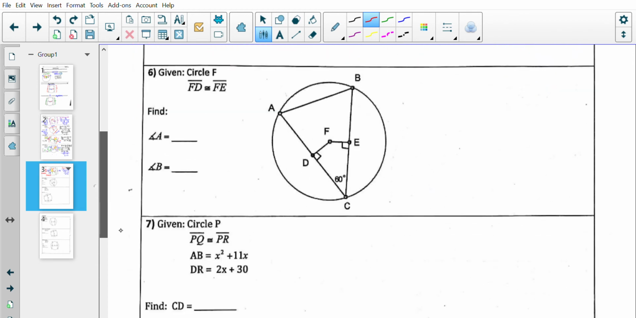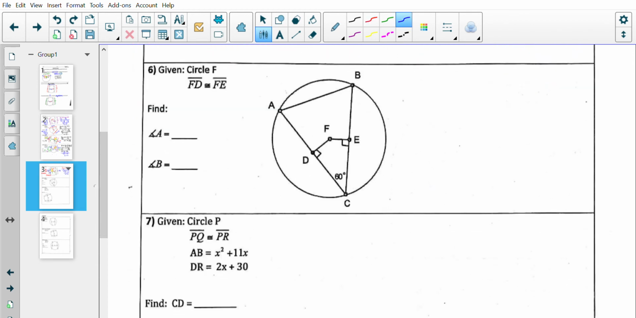All right, moving on to number 6. We have that FD is congruent to FE, and we have circle F, so we know the center of our circle is F. Now we know if the perpendiculars are congruent, then the chords have to be congruent. Now this time I'm not asking for segment lengths. This time I'm asking for angle measurements.